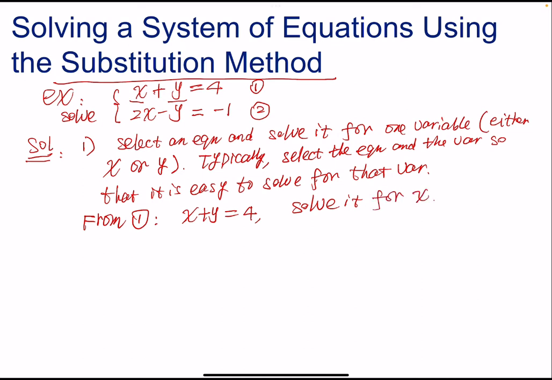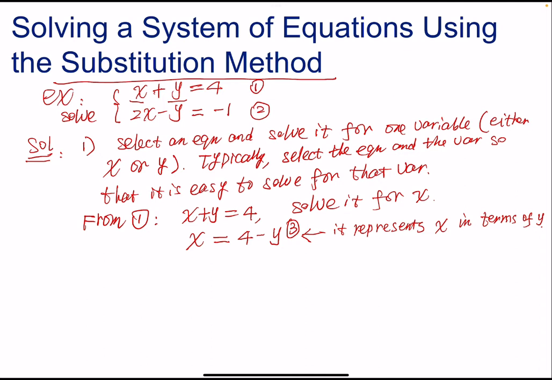Okay. So from that, if we solve for x, we just subtract y from both sides, we get x equal to 4 minus y. So this is our third equation. Now, what this third equation does is it represents x in terms of y.